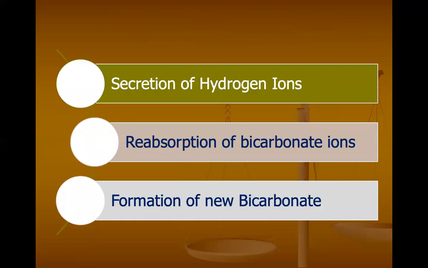So the kidney basically reabsorbs all the filtered bicarbonate. It secretes hydrogen ions and it forms new bicarbonate. This is the way it maintains acid-base balance.